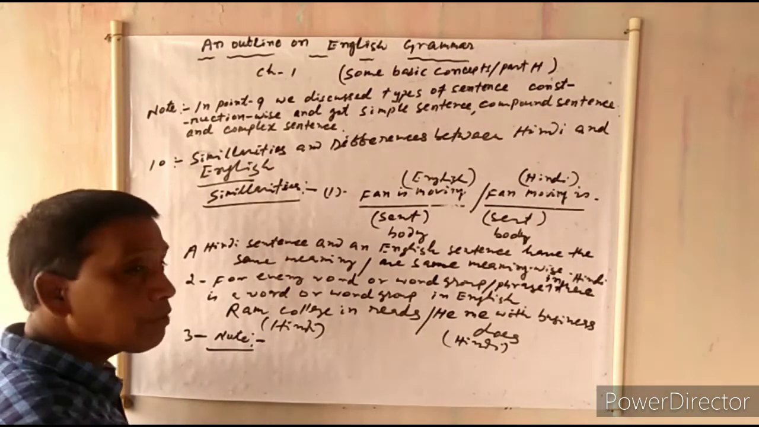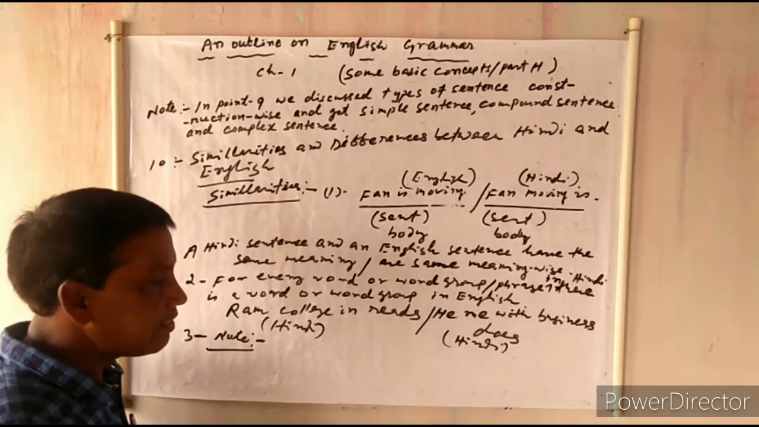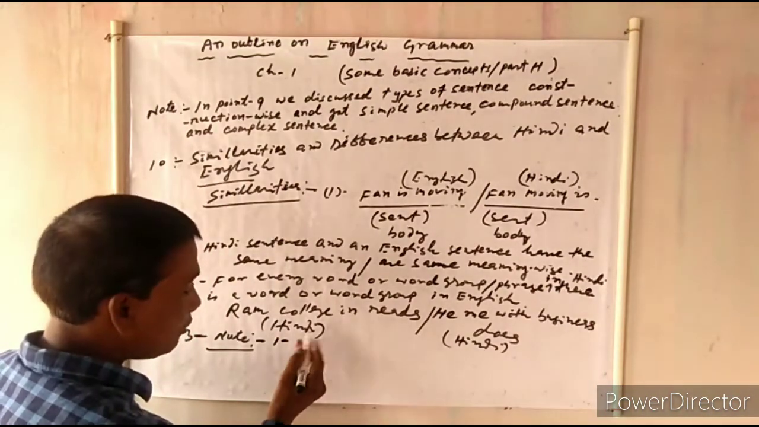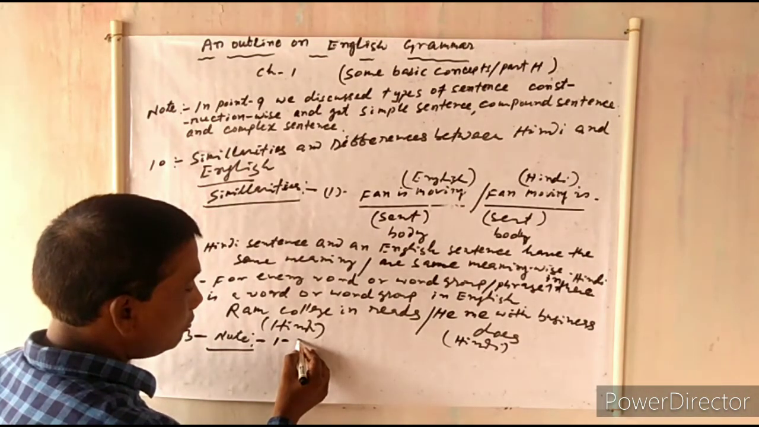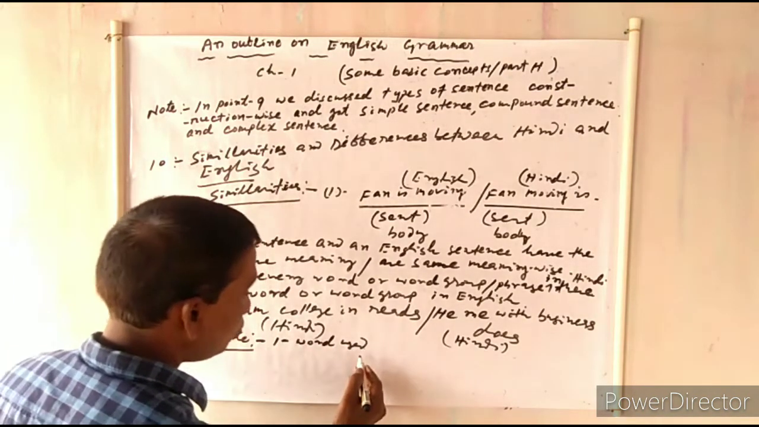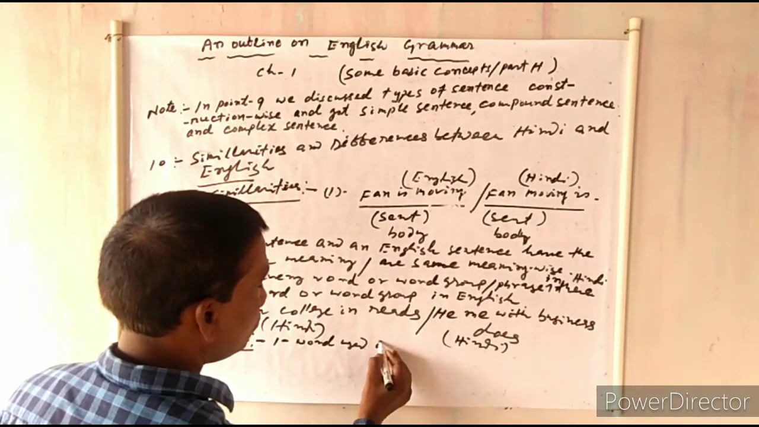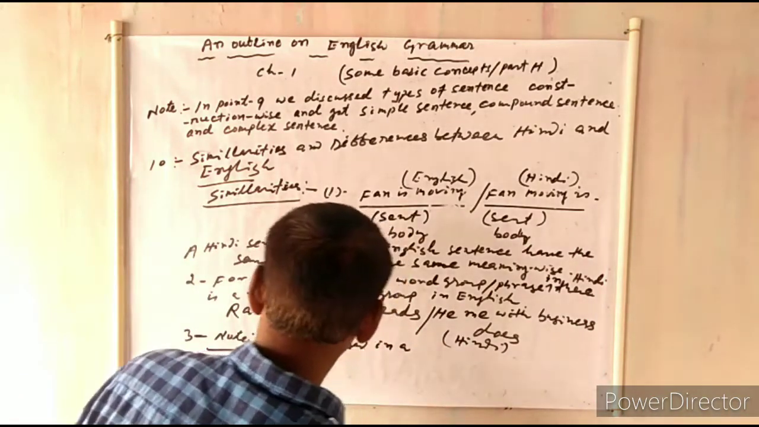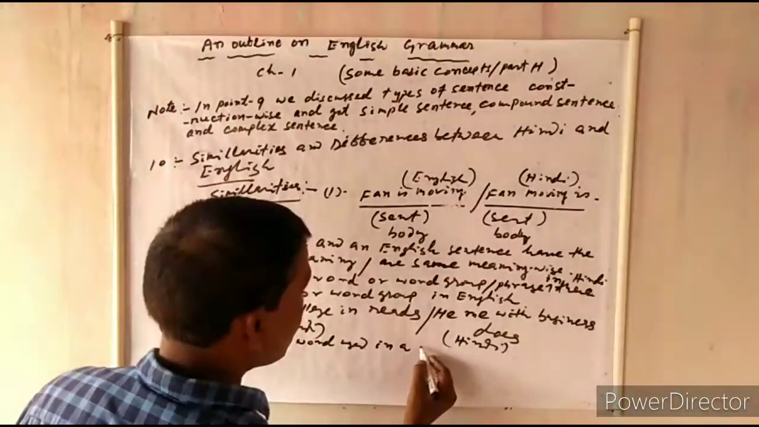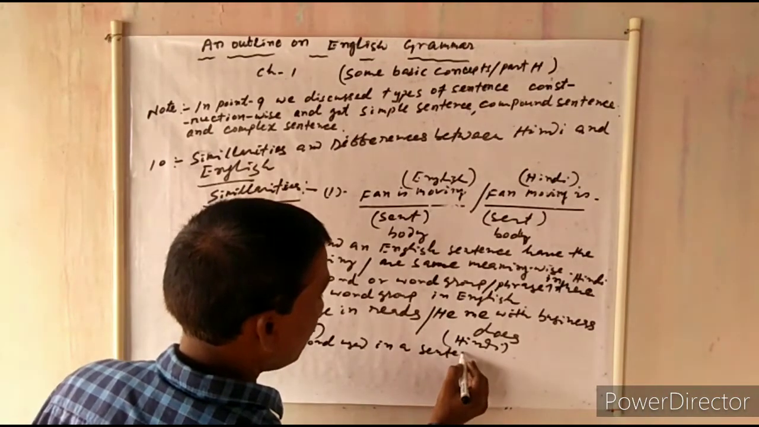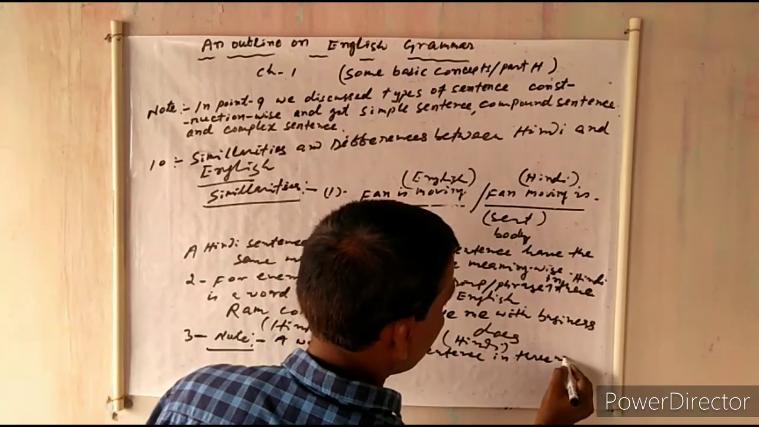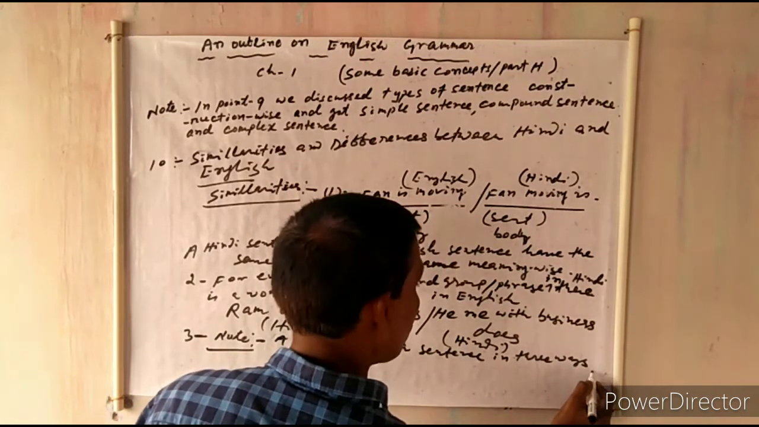एक शब्द एक वाक्य में 3 प्रकार से यूज होता है. A word is used in a sentence in 3 ways. Number 1, एक शब्द एक वाक्य में 3 प्रकार से यूज होता है. Number 1, word used in a sentence. A word used in a sentence in 3 ways. 3 प्रकार से एक शब्द एक वाक्य में यूज होता है.